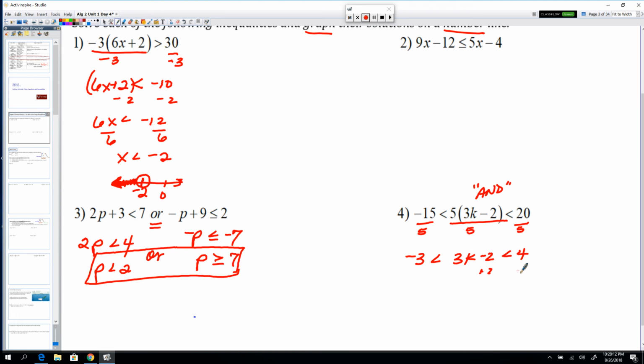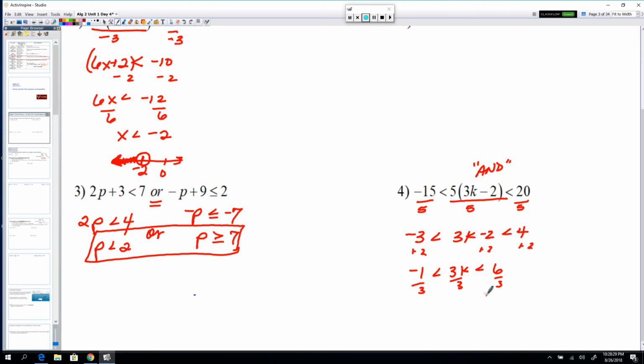Add 2 to all sections. You'll have -1 is less than 3k is less than 6. Finally, let's isolate k by dividing by 3. So we have k is less than 2 and greater than -1/3. That's the and, that little sandwich there, that's the and. And if you were to depict these, check this out. An OR statement looks like this.